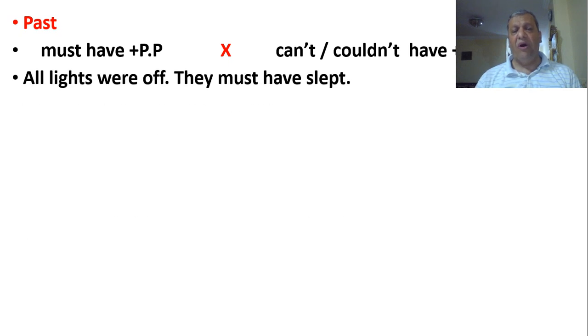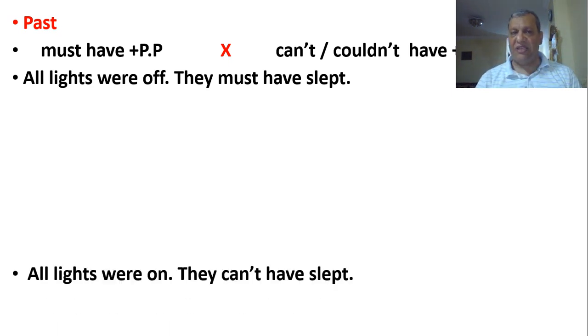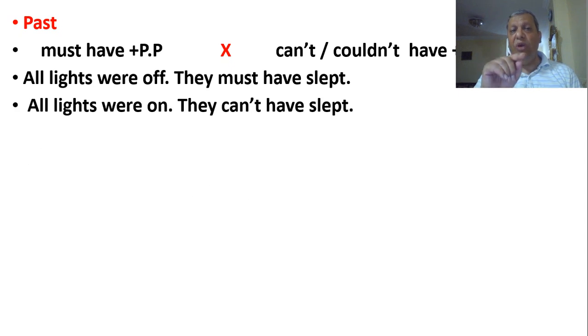All lights were off. All lights of the house were off. What does it mean? It means that they must have slept. And be careful, in the past, they must have slept. Write another sentence. All lights were on. And be careful, take care that on and off are opposites. All lights were on. Were they asleep? No. They can't have slept.